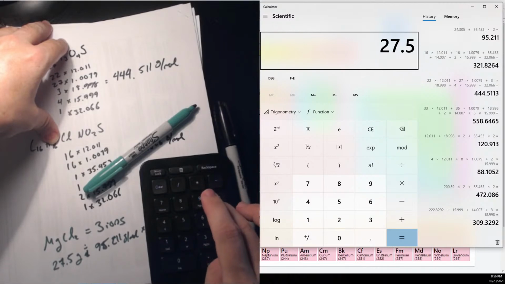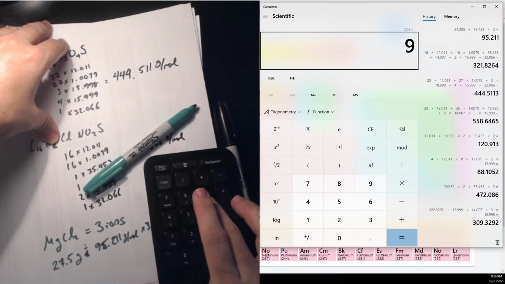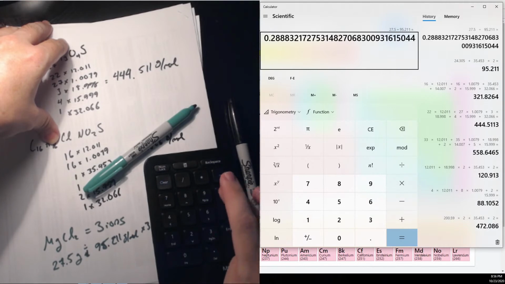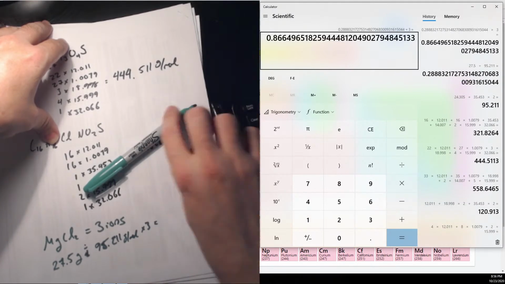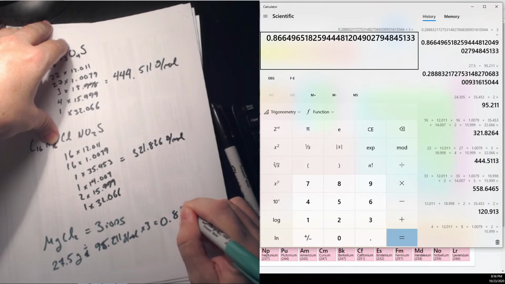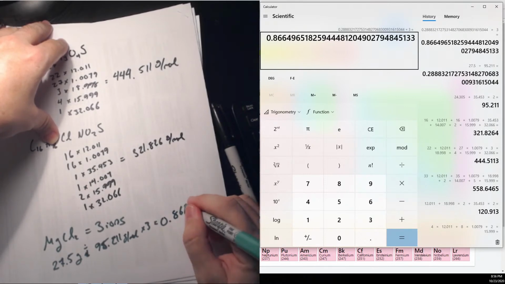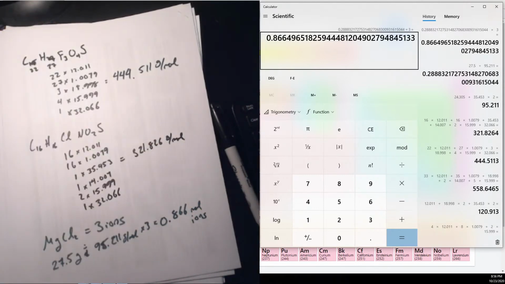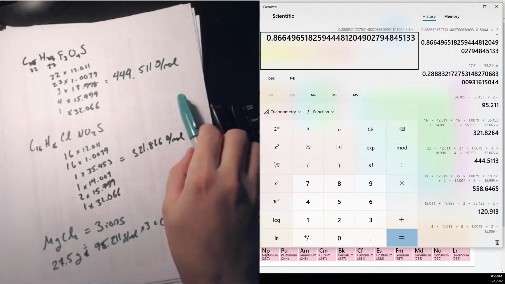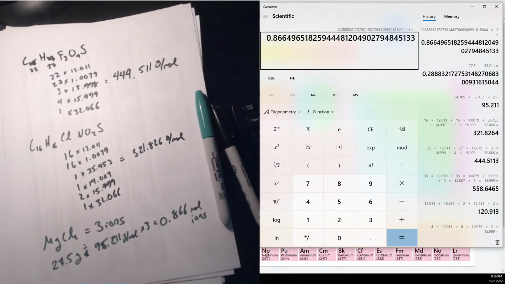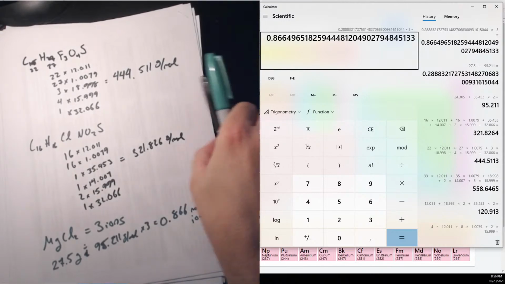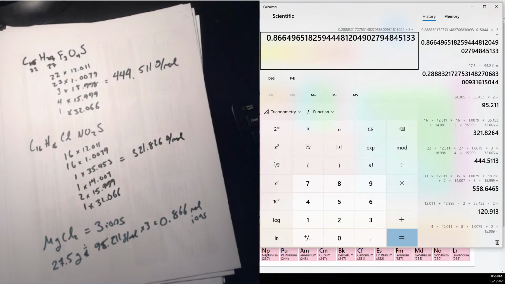27.5 divided by 95.211 times 3. 0.866, just that, moles of ions. That's a sort of distinction that can become important later on when we start talking about colligative properties and molality. We need to take into account the fact that ionic substances break up, and that changes things.